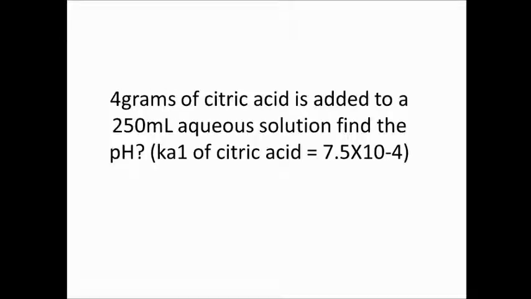And the problem reads: 4 grams of citric acid is added to a 250 milliliter aqueous solution. Find the pH. The Ka of citric acid equals 7.5 times 10 to the negative 4.